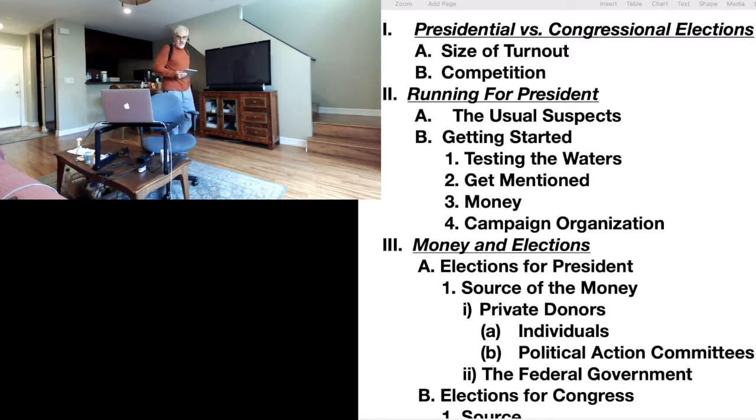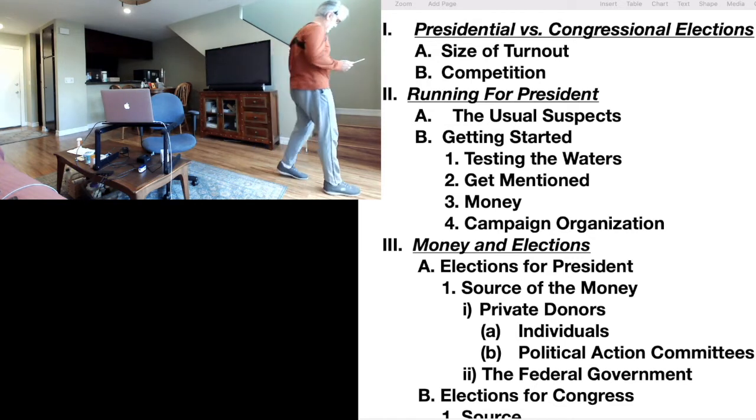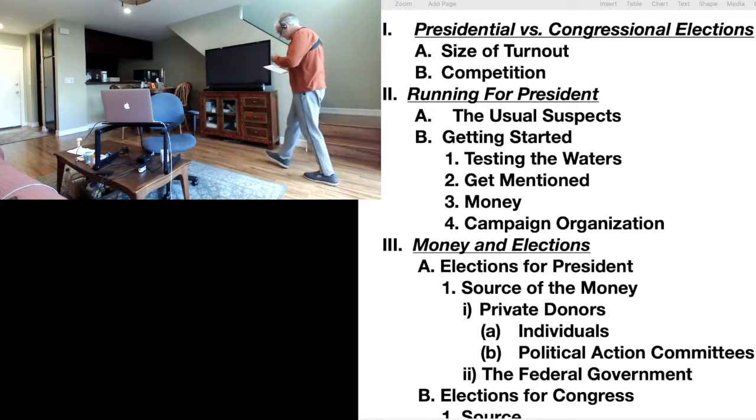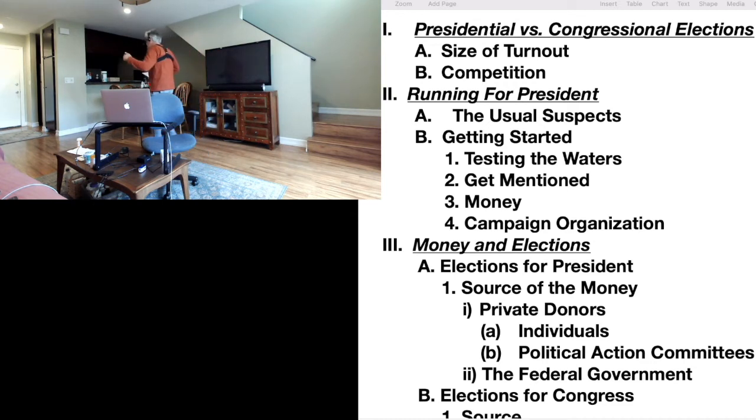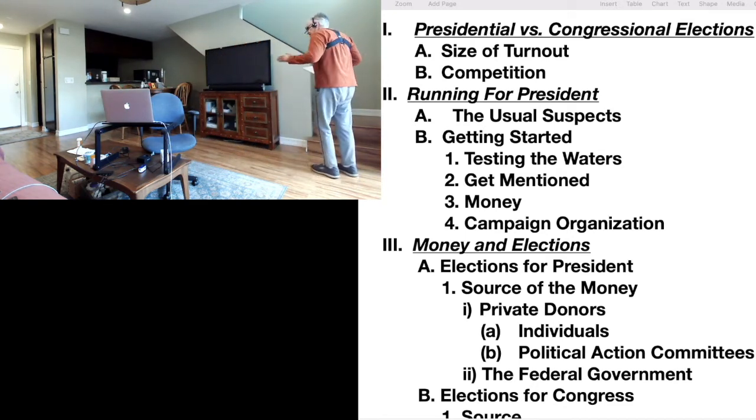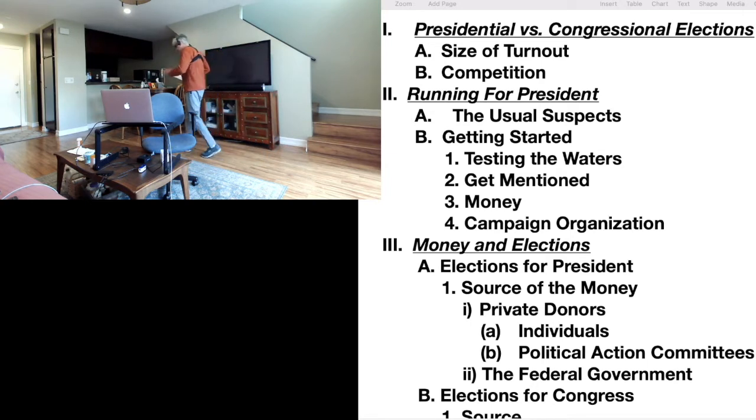Second point that we need to make is competition. Write it down. Presidential elections are far more competitive than congressional elections. Far more competitive than congressional elections. A president rarely wins more than 55% of the popular vote. It's very rare, okay, to win more than that.